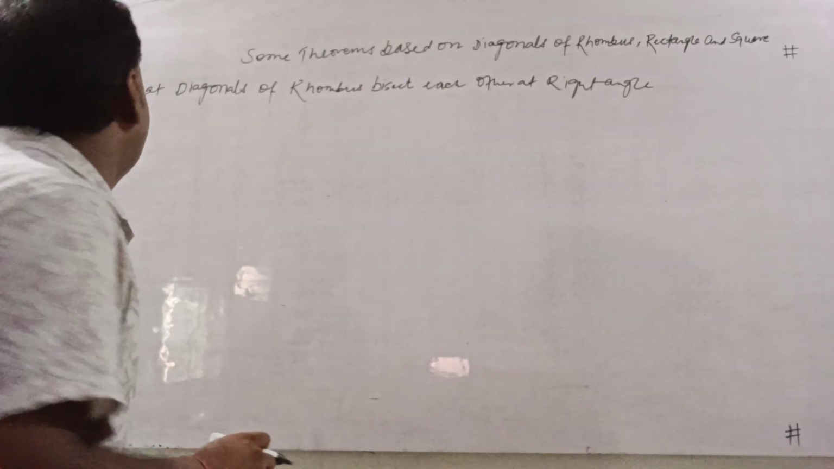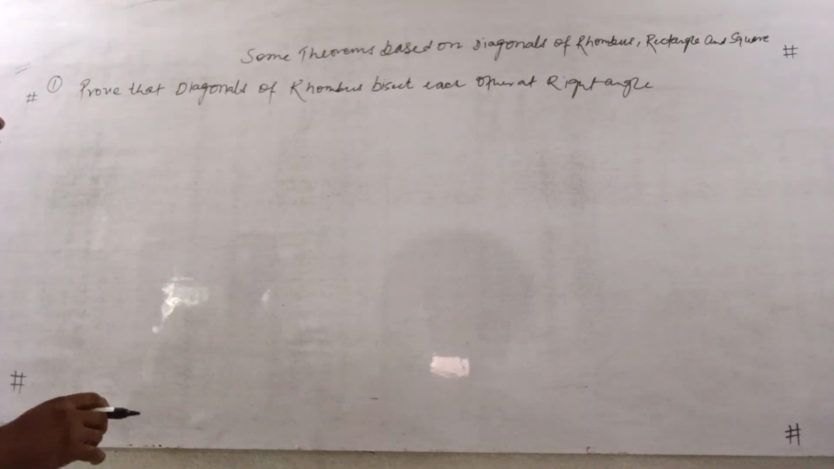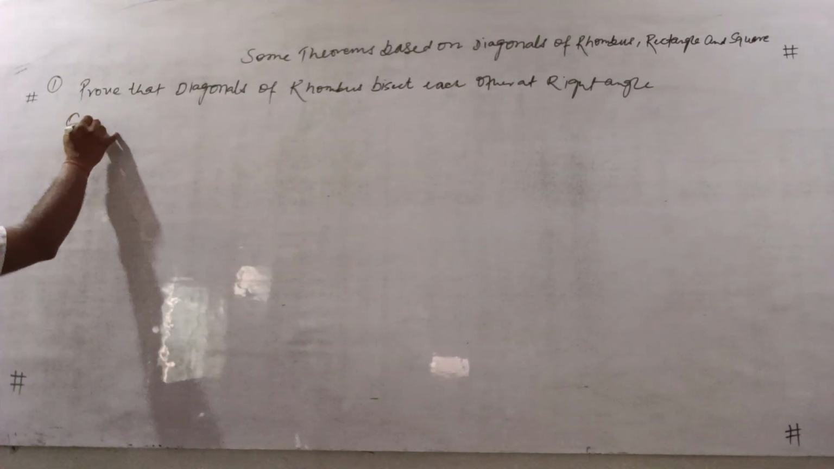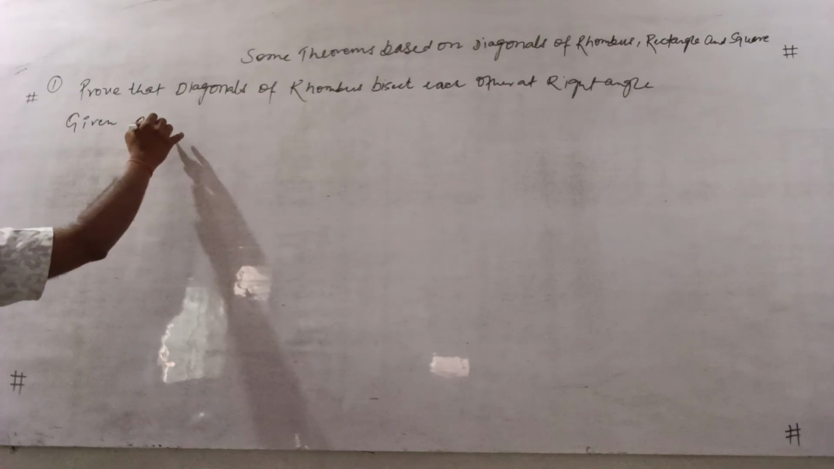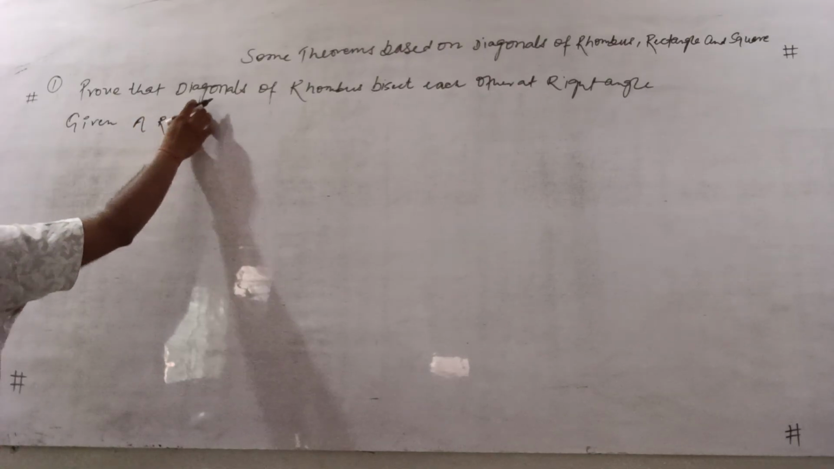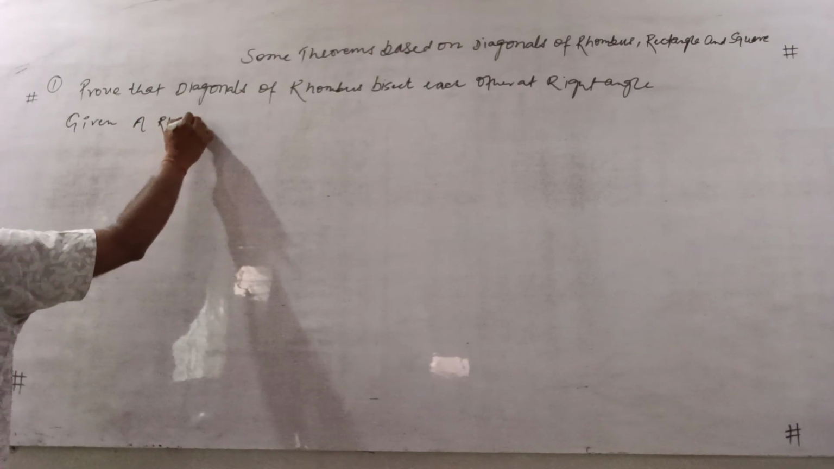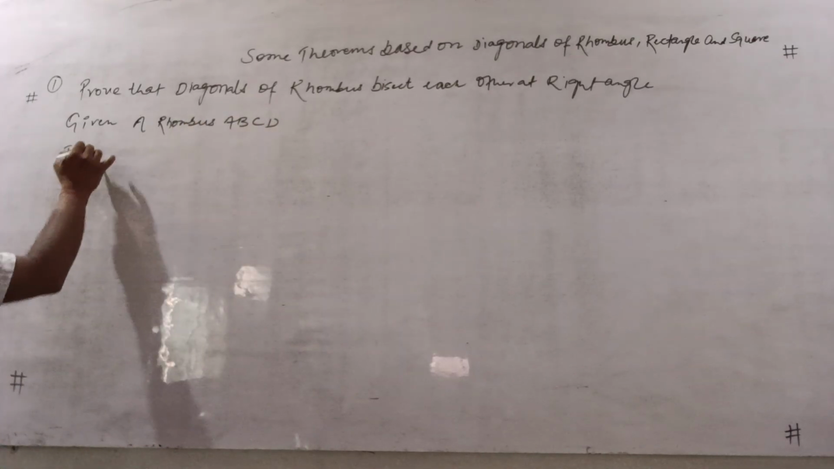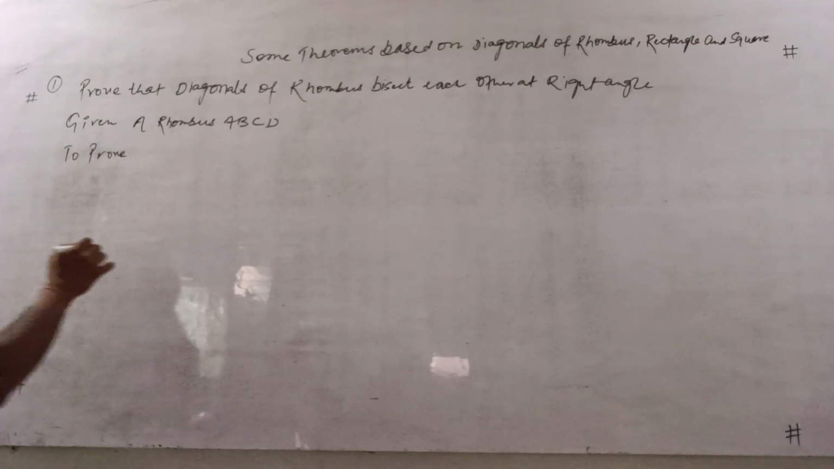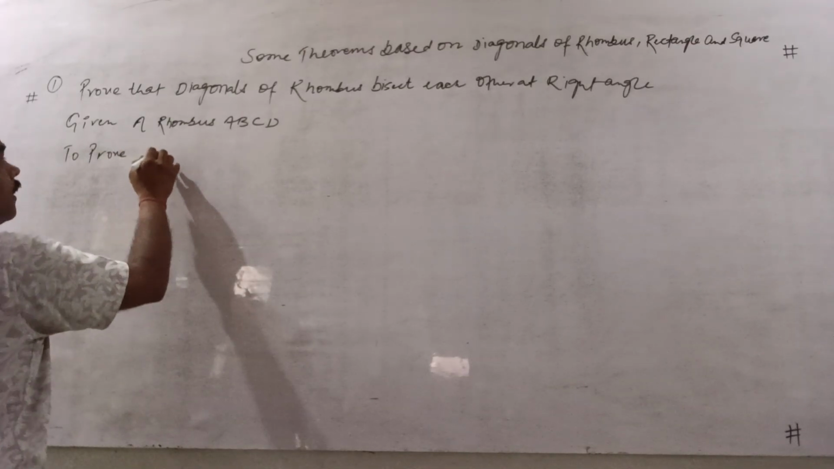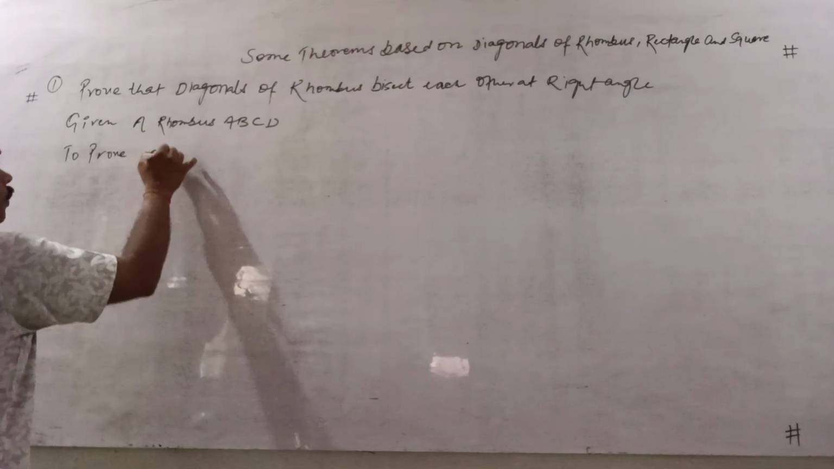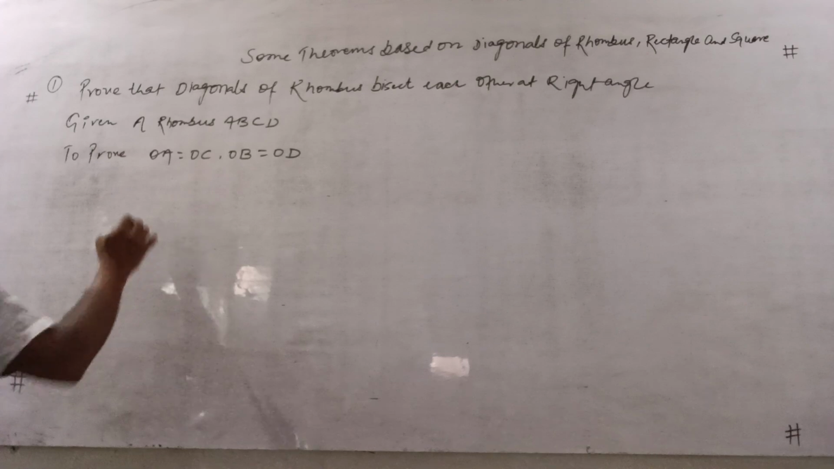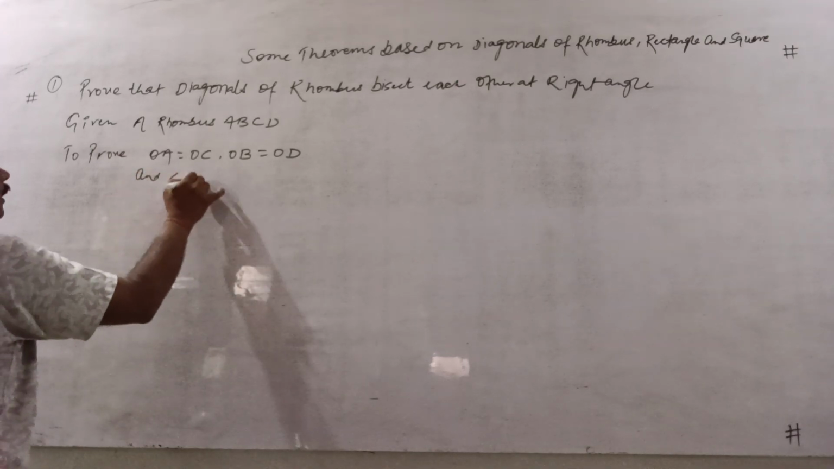Clear? So see, first of all, diagonals of rhombus bisect each other at right angle. This we have to prove. Our first step is given: a rhombus ABCD, and the second step is to prove OA is equal to OC, OB is equal to OD, and angle AOB.